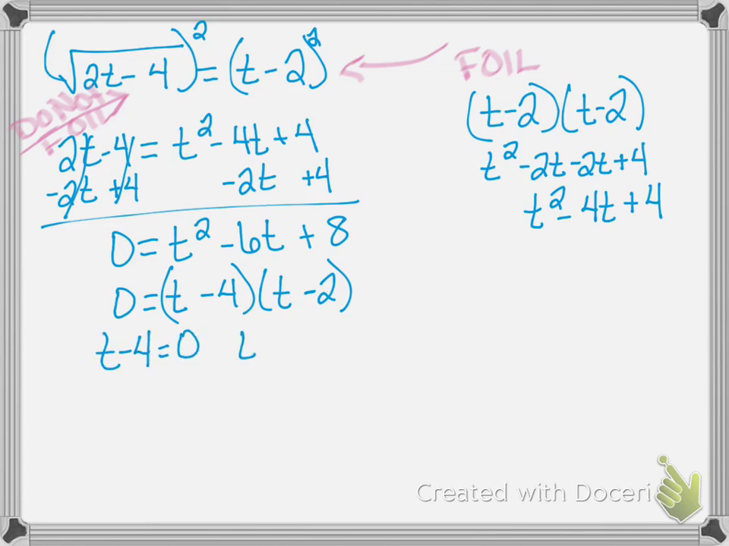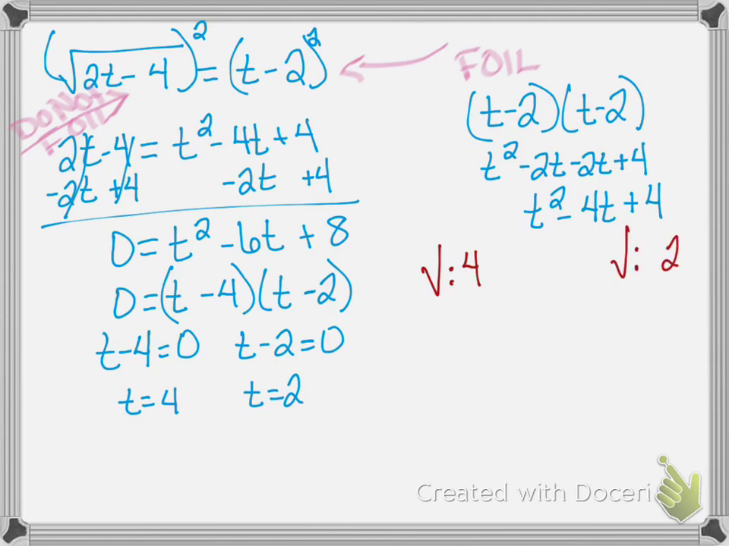Okay, I set each one of those equal to 0. Oops, I put t equals 0, and that's not right. You have to check these because one of them may be an extraneous solution. So we have to check them. I am going to check the 4 first, and then I'm going to check the 2.